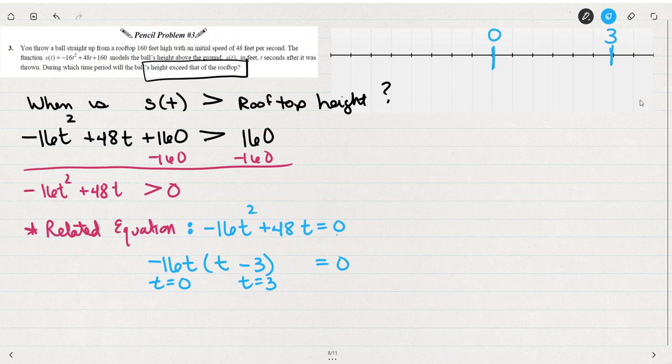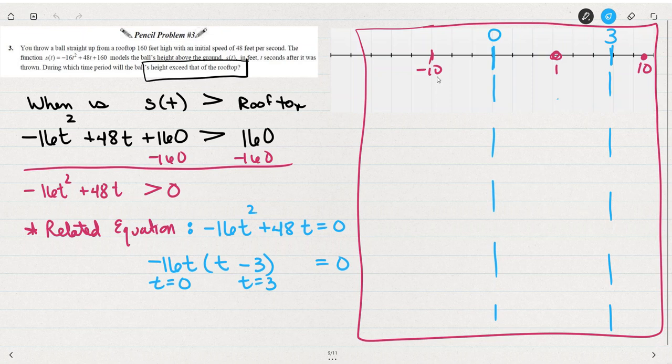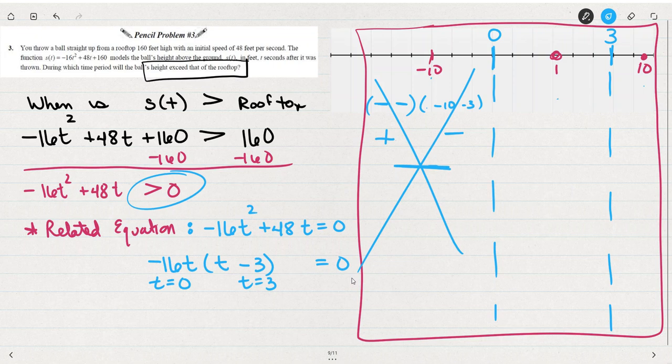What we'll want to do next is find test points in each of these 3 intervals, because we want to see in which of these intervals is the ball's height greater than the 160. The test points I'm going to choose are negative 10, 1, and 10. So if t is negative 10, we have negative 16 times negative 10, that's a positive, and then we have a negative 10 minus 3, which is negative. So over here we're negative. We're looking for values that are positive. So this interval doesn't work.